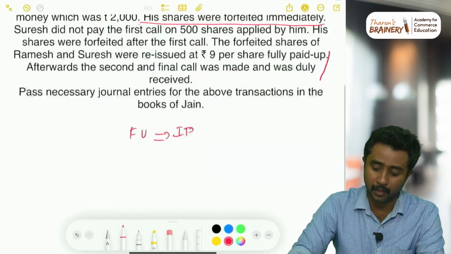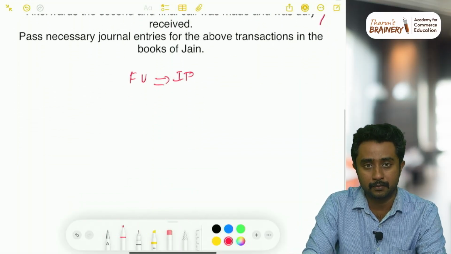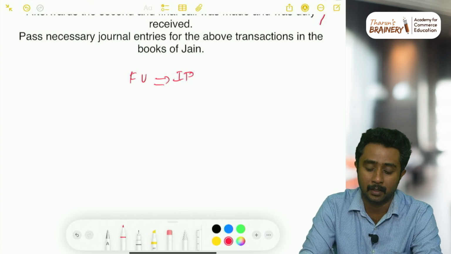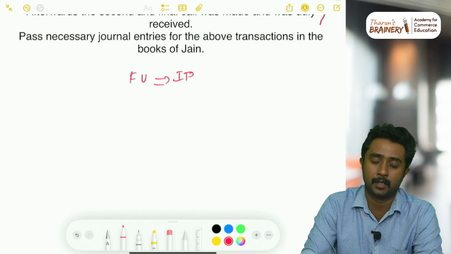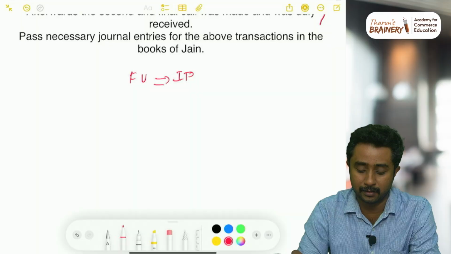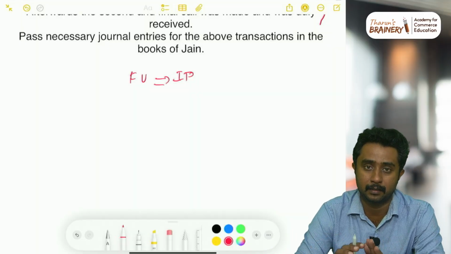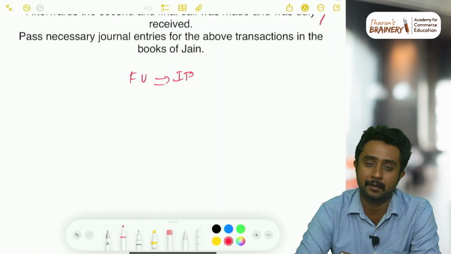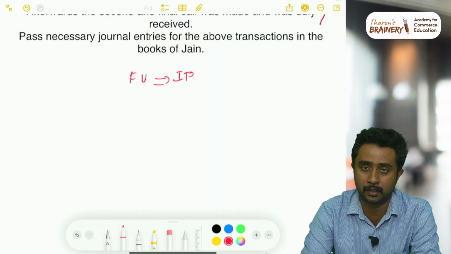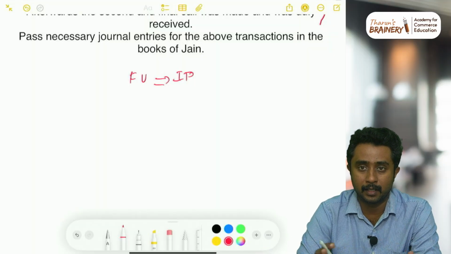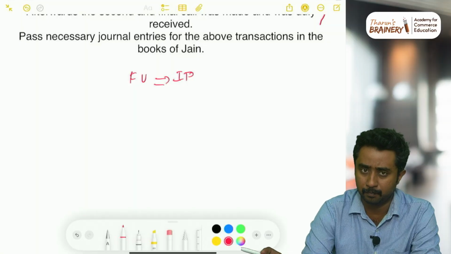No need to draw any kind of allotment table to find out how many shares are allotted to them or whether they have paid any extra amount, because there is no such case arising in this question. This is purely a case of under subscription. So there is no extra amount paid by any of the shareholders, whether it is Ramesh or Suresh. There is no extra amount that the company received from them in any form.